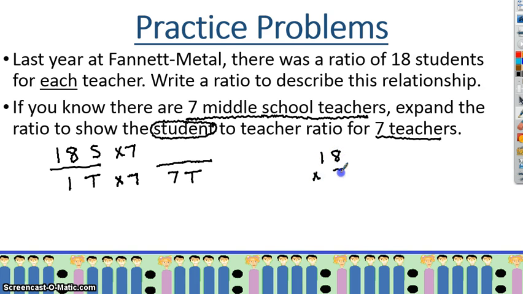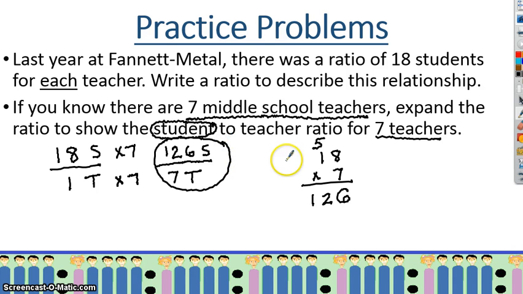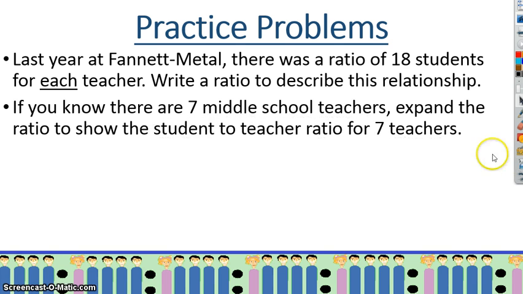18 times 7. 7 times 8 is 56. 7 times 1 is 7, and 5 more makes 12. So we would have 126 students between all 7 teachers. Remember, each one of them still has 18, but there would be 126 altogether. It's a way of looking at the ratio expanded.